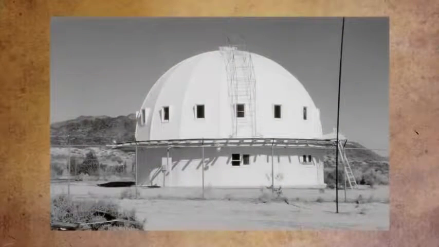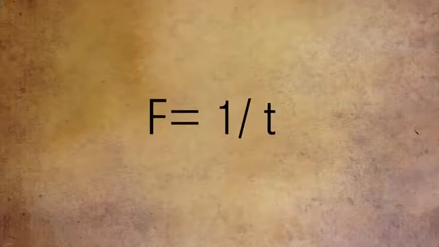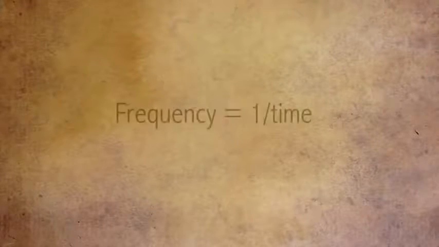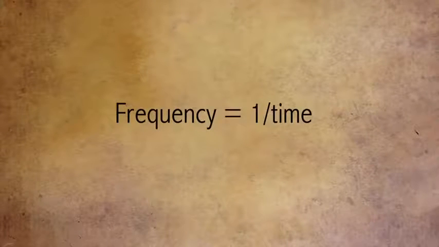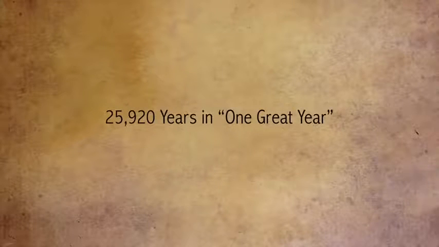During this encounter, Van Tassel said he was provided with a mathematical formula that could be used for everything from time travel to sound frequency healing, and which he used to build the world-famous Integratron near Joshua Tree, California. What is this formula? It is F equals 1 over T, or frequency equals one particular something divided by the number of time. Well, what if that one something was the biggest one on our planet, the one great year of 25,920 discovered by the Mayans?